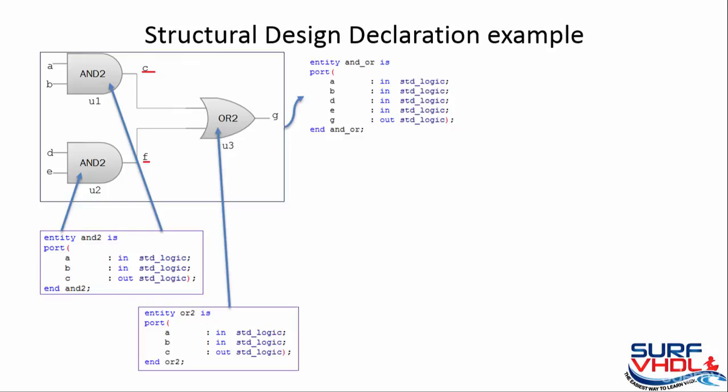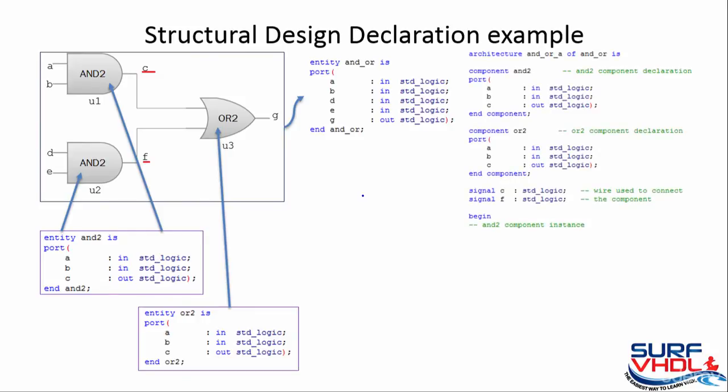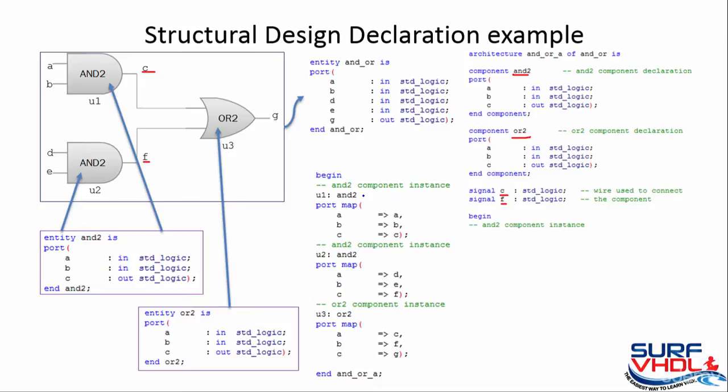Let's see the architecture of the AND/OR entity to understand better the structural instantiation. In the architecture declarative part, we find AND2 and OR2 component declaration, signal C and signal F that represent the connection between the output of U1 with the input port of OR2 and the output port of instantiation U2 with input port of OR2. In the statement section, we find the component instantiation. Now pay attention to the port mapping.